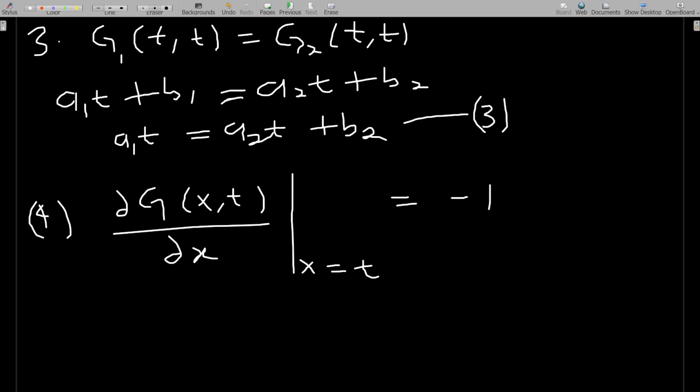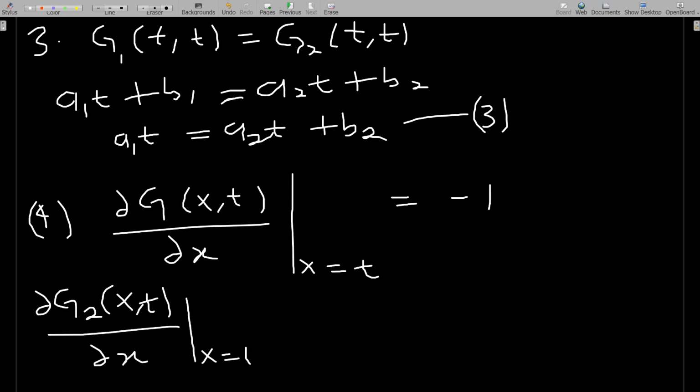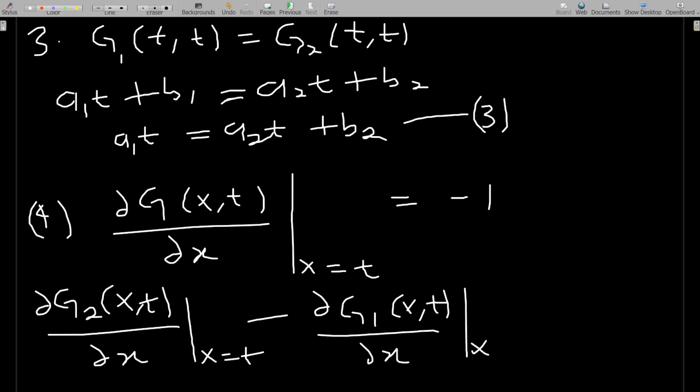Now with the differential of this, we differentiate this piecewise function like this: del g2 of x,t over del x at the point x equals t, minus del g1 of x,t over del x at the point x equals t, is equal to negative 1. So differentiate g2 with respect to x and we'll get a2.